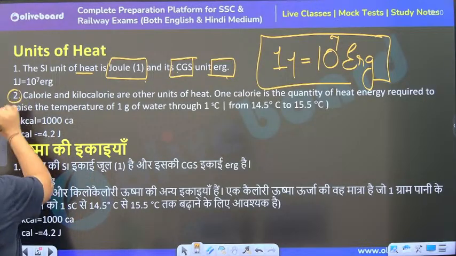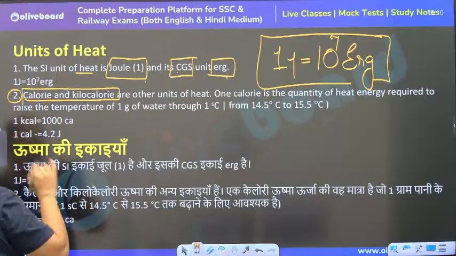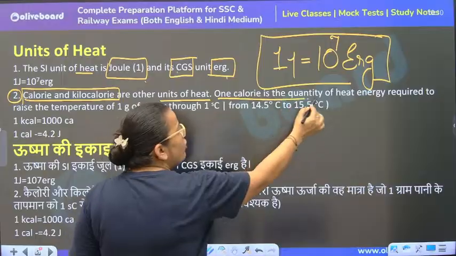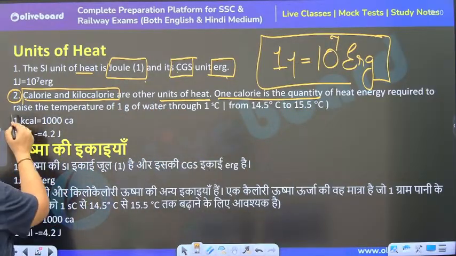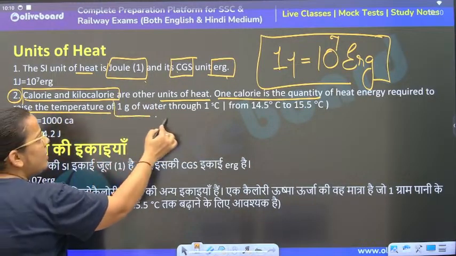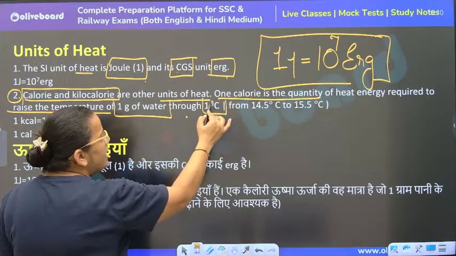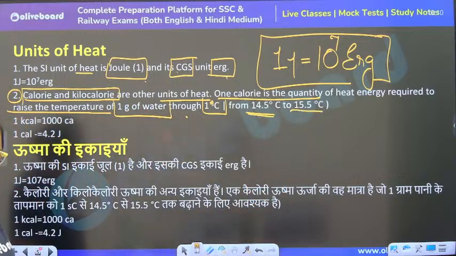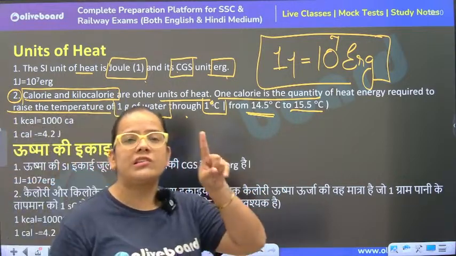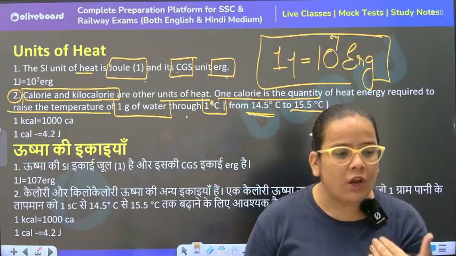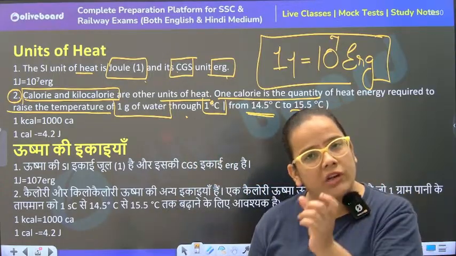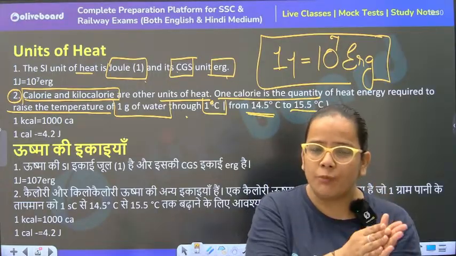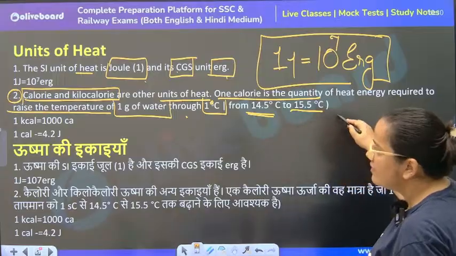Now, the second thing is calorie and kilocalorie. This is also just another unit of heat. 1 calorie is the quantity of heat energy required to raise the temperature of 1 gram of water through 1 degree centigrade, from 14.5 degree centigrade to 15.5 degree centigrade. That means 1 calorie is the amount of heat required to raise the temperature. And what will be the range of that temperature rise? 1 degree centigrade, that is from 14.5 to 15.5 degree centigrade.